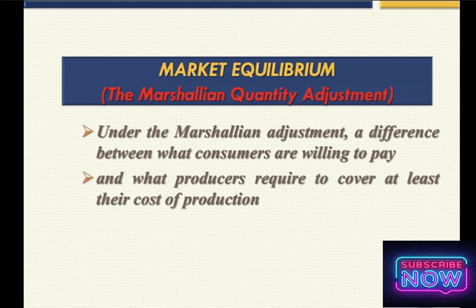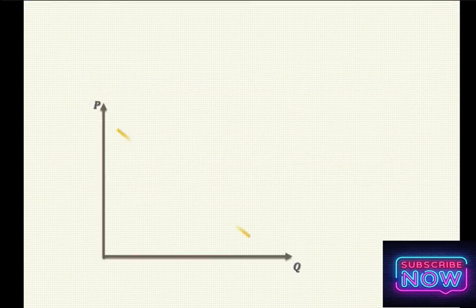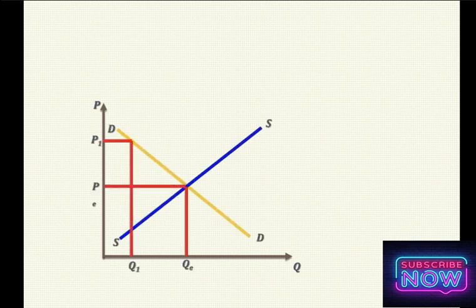the equilibrium price. So we have something we call the Marshallian quantity adjustment. Under the Marshallian adjustment, there is a difference between what the consumers are willing to pay and what the producers require to cover at least their cost of production. So when we meet next week, we will delve into details on this Marshallian equilibrium.